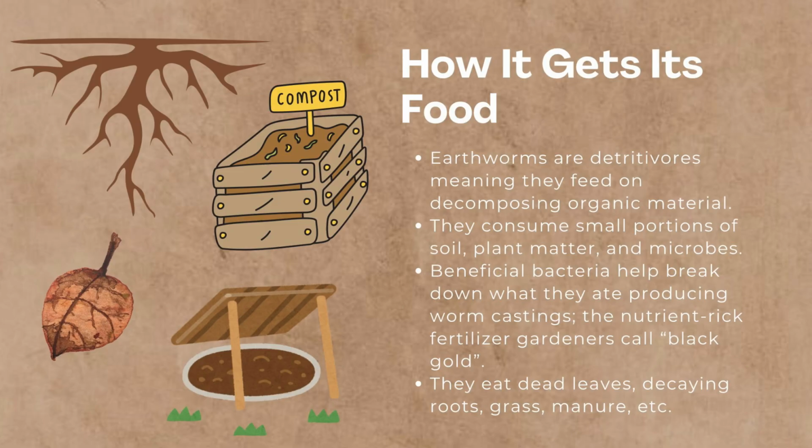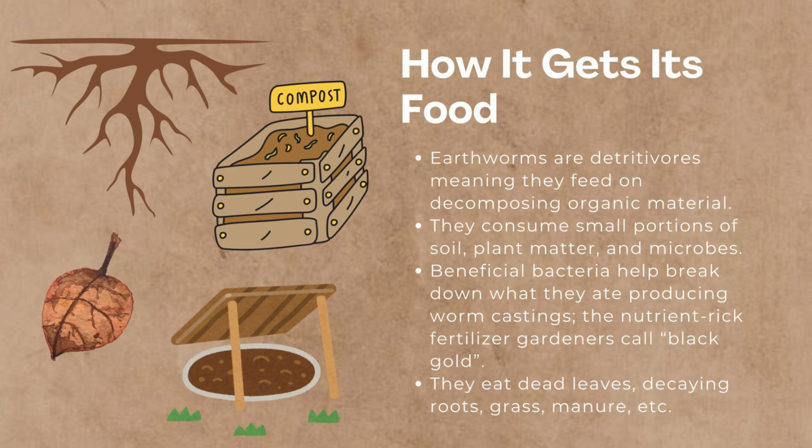To the next slide, how the worm tends to get its food. They are called detritivores, meaning they feed on decomposing organic material, like dead and decaying organic matter. As they move through the soil, they consume small bits of leaf and organic debris. And basically, I found out they consume small portions of soil, plant matter, and microbes.